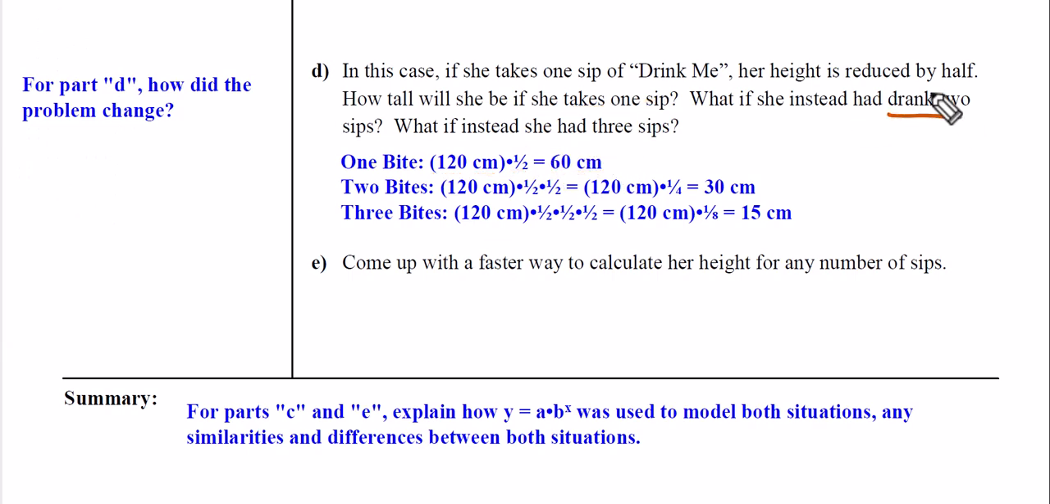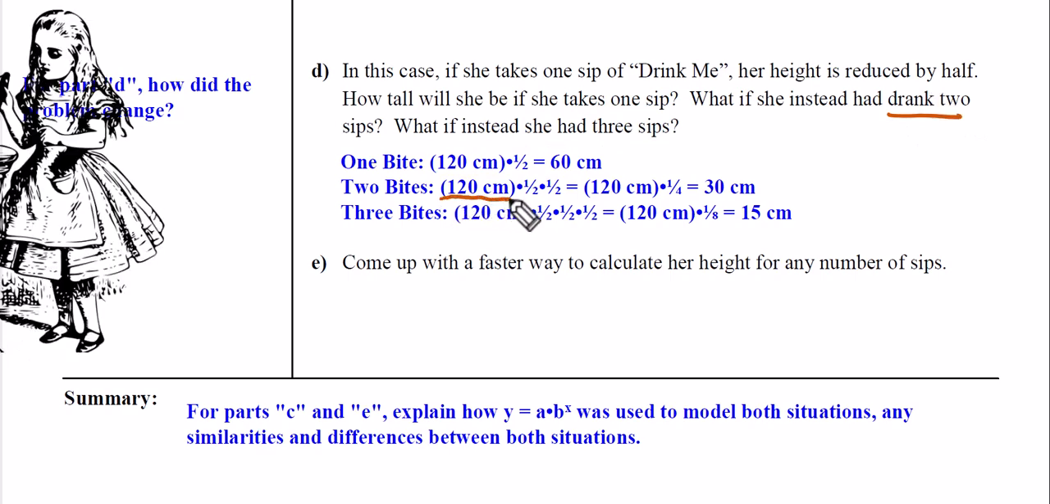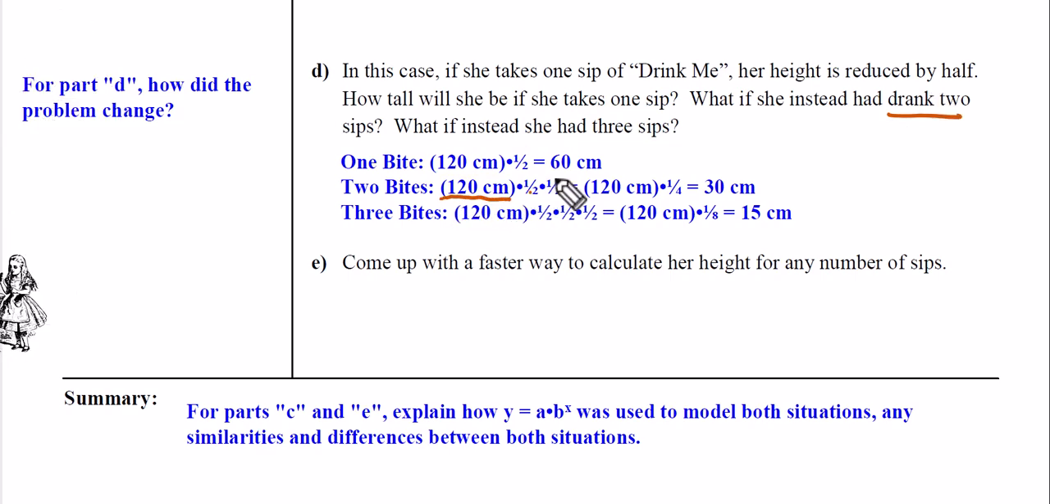If she does 2 sips instead, so here's her original height. That's 1/2 and 1/2. But again, notice a pattern, right? How many 1/2s is that? That's 1/2 squared. Which, if you distribute your 2, that's a 1 and that's a 4. 1/4. So anyway, 120 times 1/4, that's 30. This is making sense because we are shrinking, right? We're halving the number each time. So if she's 120 originally, what's half of 120? 60. What's half of 60? 30. What's half of 30?